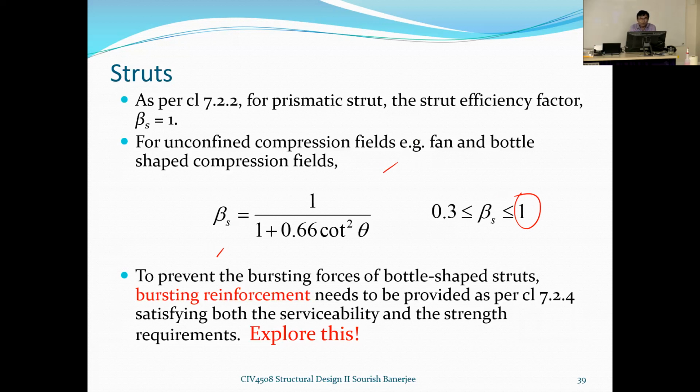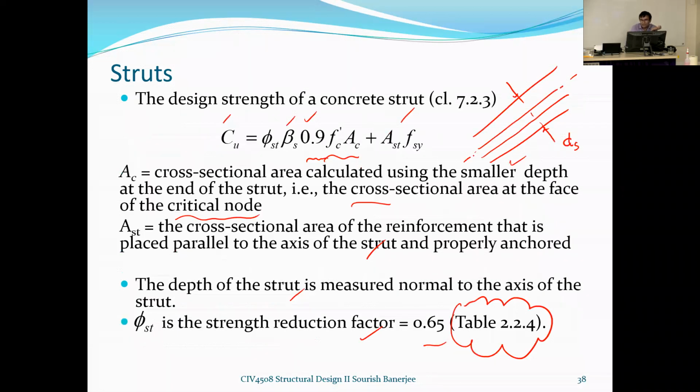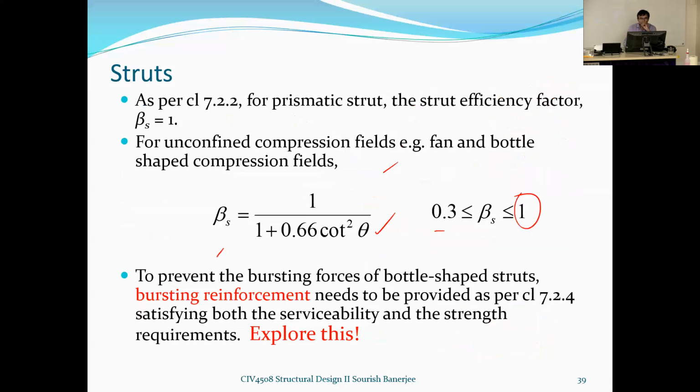But as your compression field becomes more and more divergent, that beta S will reduce. And you can see 0.3 is the lowest value. That means there will be a 70% reduction of the capacity at maximum if there is a divergent stress field. And depending on the orientation of the strut, that's your theta, we can calculate the beta S. Now here in this figure, this is your theta. For example, if there's a tie there, this is your theta. That's the orientation of the strut.